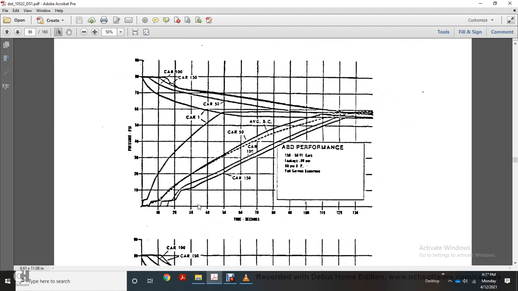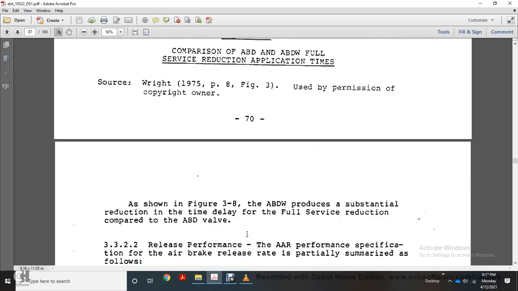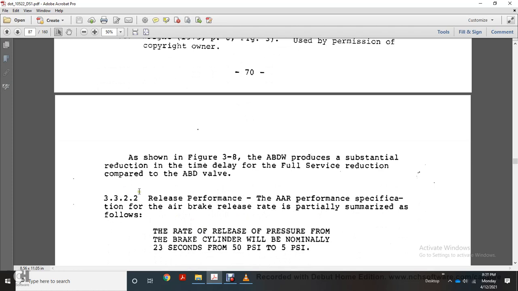Alright, show the pressures, ABDW performance, comparison of the ABD full-time service reduction application times. As shown in Figure 3.8, the ABDW produces a substantial reduction in time delay for the full service reduction compared with the ABD. 3.3.2 release performance.